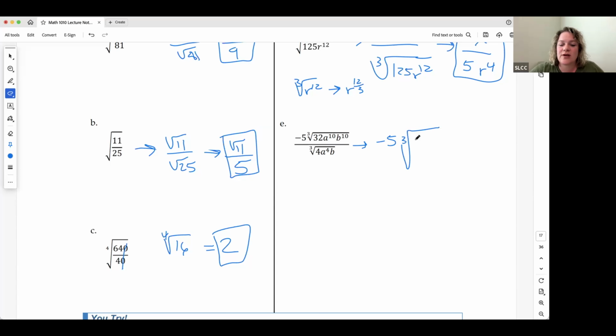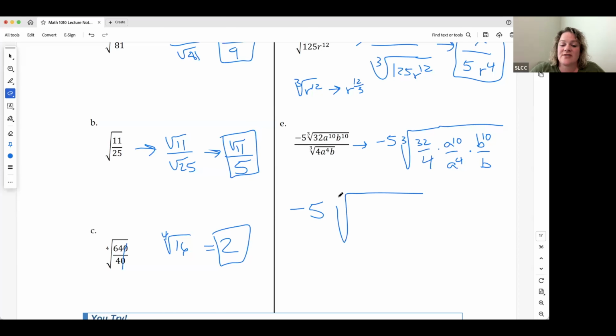So take the cube root of 32 over 4, and then a to the 10th over a to the 4th, and then b to the 10th over b. Let's think about each piece, clean it up, and then apply the cube root. So don't forget about the -5. That's what people do. They just get deep into the roots and they forget about the -5. So just keep writing that every step.